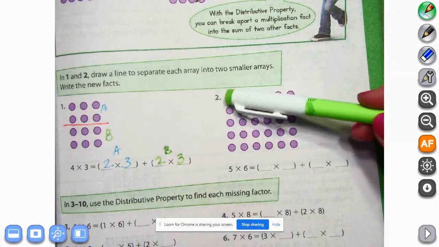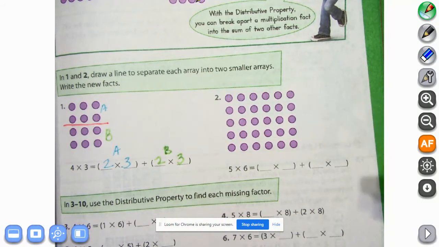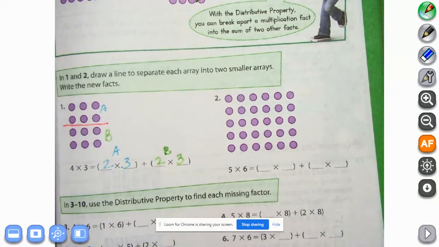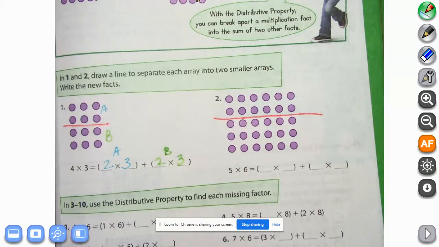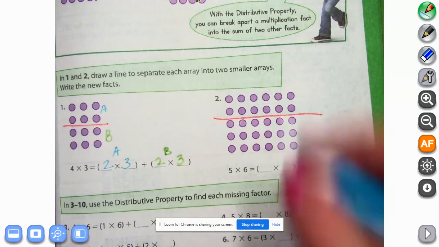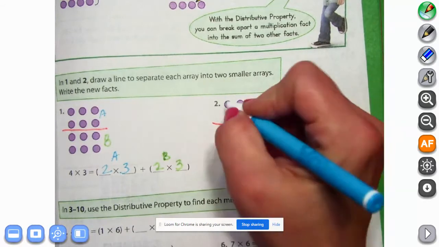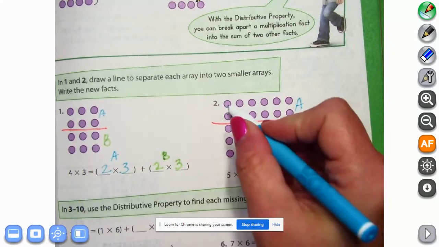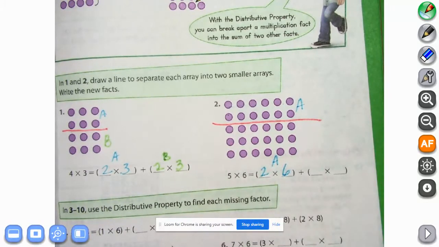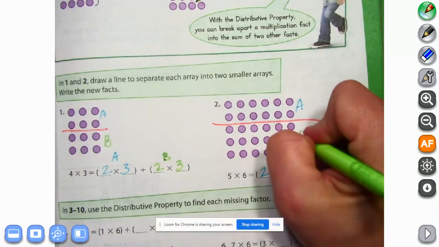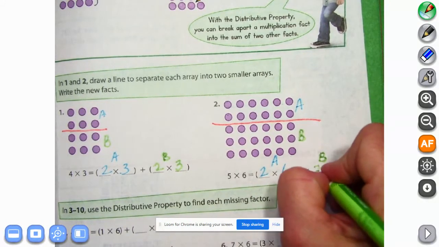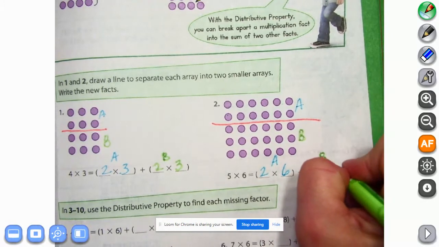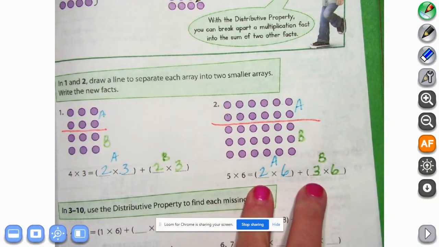Number 2. 1, 2, 3, 4, 5 with 1, 2, 3, 4, 5, 6. Okay, so it's a 5 by 6. So we can split this up with 2 if we want to. So for A, we have 2 groups of 6. And for B here, we have 3 groups of 6. And when we add the 2 and the 3 together, we get the 5.